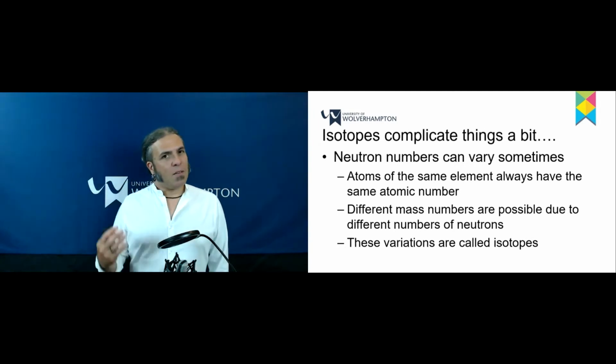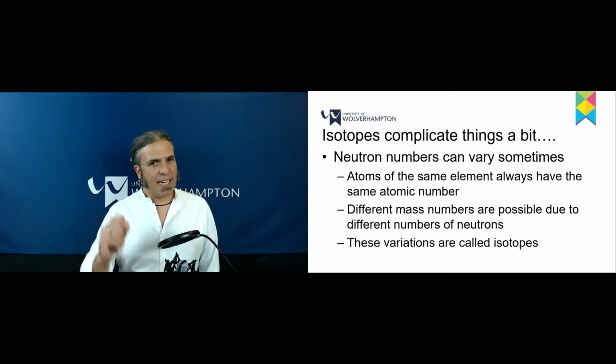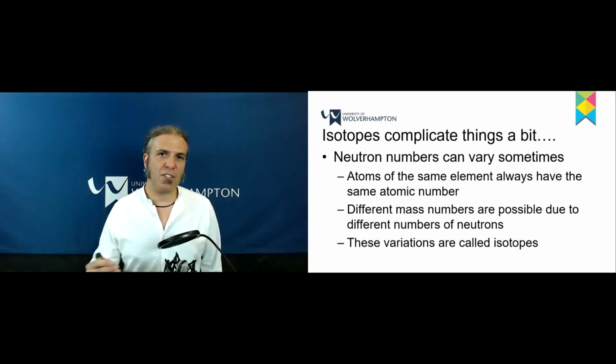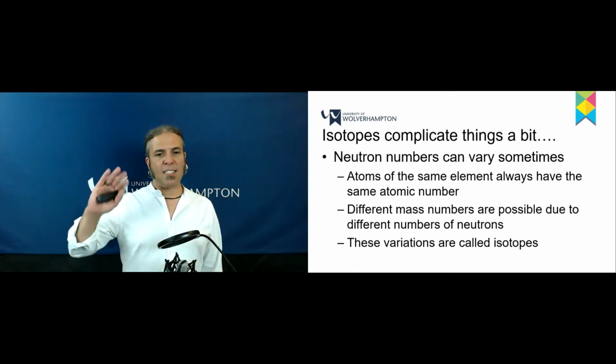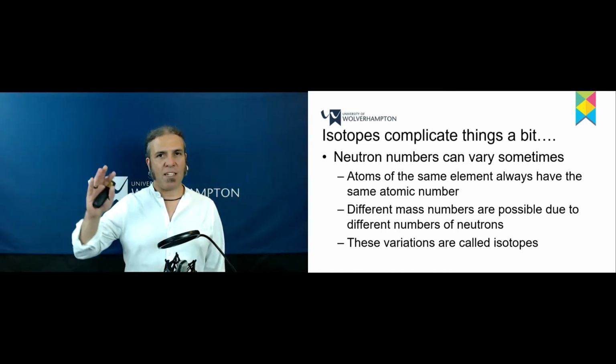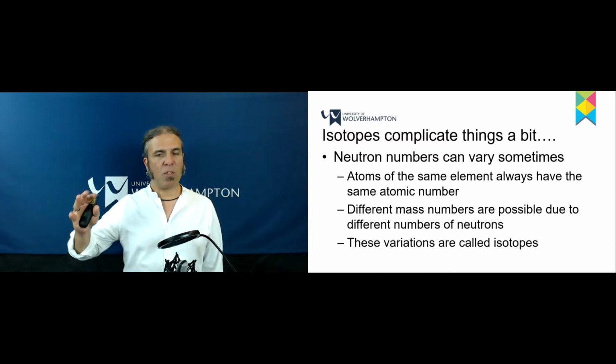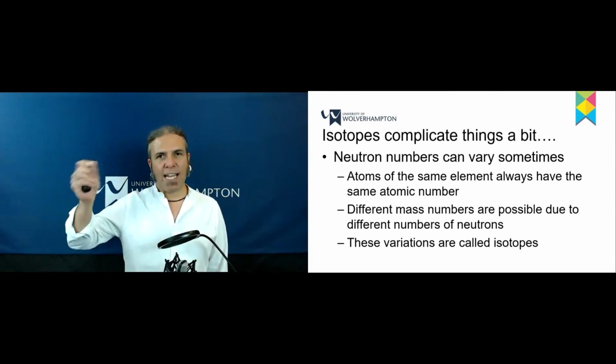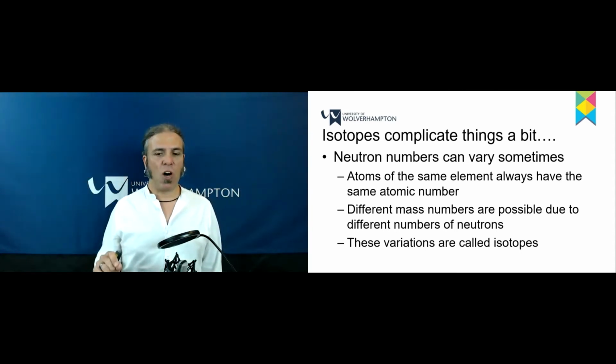So when we start to get isotopes, things get a little bit more complicated because the numbers of neutrons can sometimes vary in atoms. Now, atoms of the same element always have the same atomic number, if you like, but different mass numbers, as it says here, are possible due to different numbers of neutrons. And those variations in neutron numbers are called isotopes.